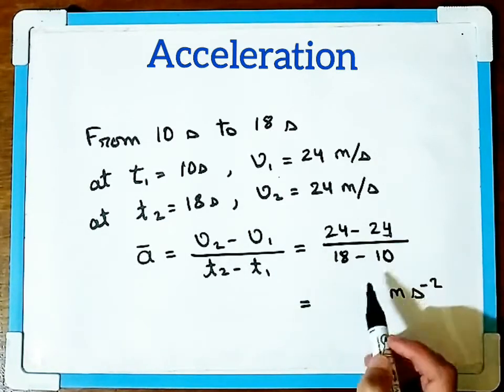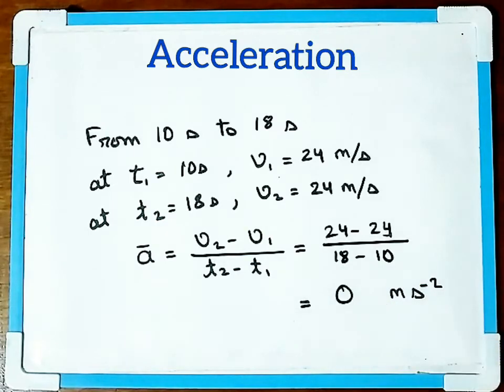So 24 minus 24 would give you 0, and 0 divided by anything is equal to 0. So we have the average acceleration from 10 seconds to 18 seconds equal to 0 meter per second square. So here the acceleration is 0. Since there's no change in velocity, the acceleration will be 0.